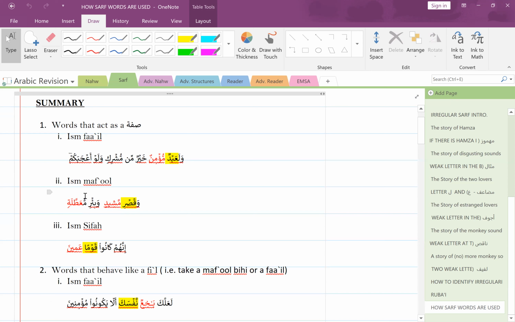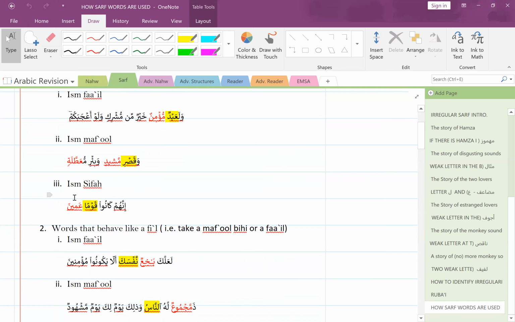Then you have isim maf'ul, for example. وقصر مشيد وبئر معطلة. مشيد, we did this when we did ajwaf. When you have ajwaf in the middle, the isim maf'ul follows the pattern mafilun, remember that pattern? So this is what you have. That is why it is an isim maf'ul here. So this mashid is describing qasr, these palaces. So an isim maf'ul can also be used as a description of something.